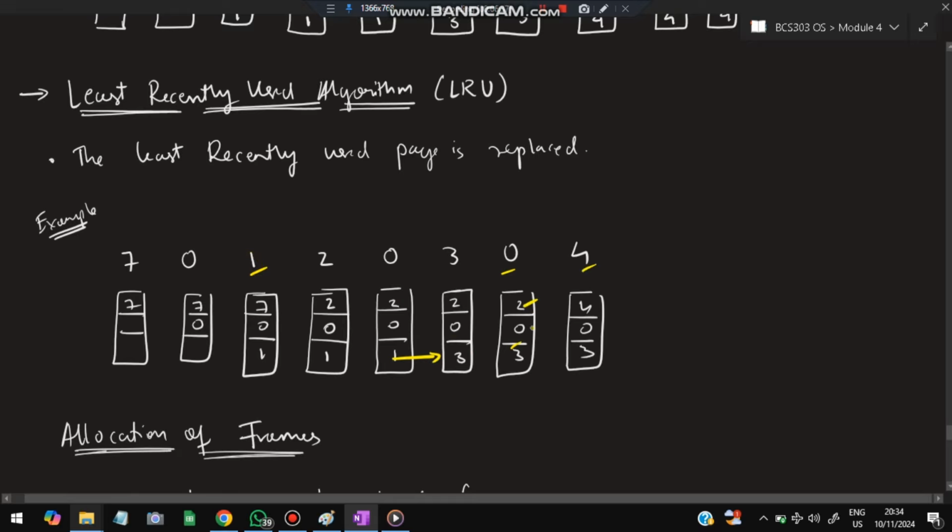4 came, I have to replace 2, 0 or 3. Which one will I replace? Where is 2 coming? 2 is coming here. 0 I have used very recently. 3 is coming here. The least recent one is 2. I'll replace 2 with 4. Okay, so this is the least recently used algorithm.